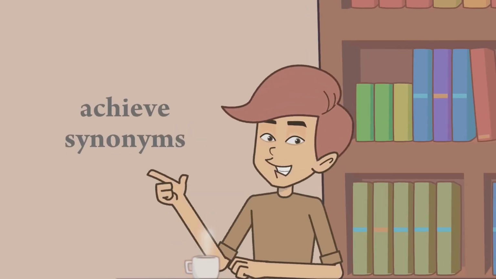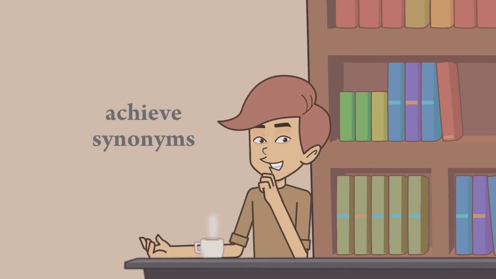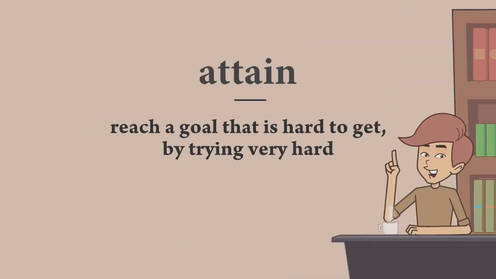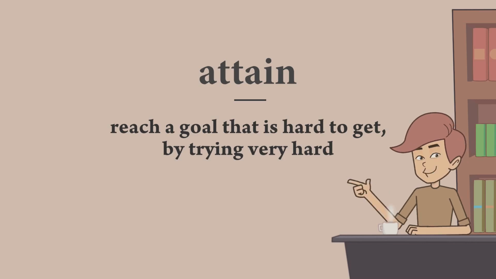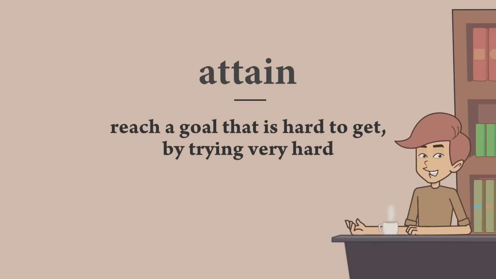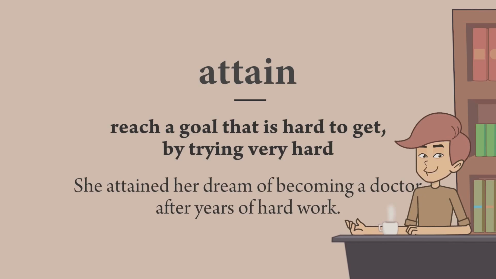All these words mean to get to a goal or a result, but they are used in different ways. Attain means to reach a goal that is hard to get by trying very hard. People use this word when someone has a strong wish or ambition and works extremely hard to reach something most people cannot. She attained her dream of becoming a doctor after years of hard work.